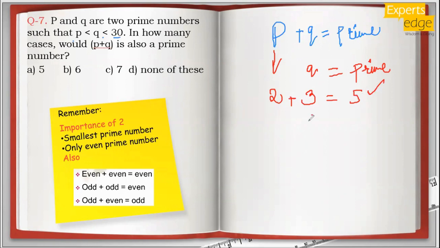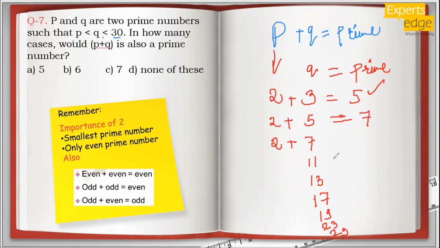After 3, it is 5. 2 plus 5 is what? 7. This will also go. After 5, the next prime number is 7. Let me write the prime numbers first. After 7, we have 11, 13, 17, 19, 23 and 29, right? Till this I need to go.